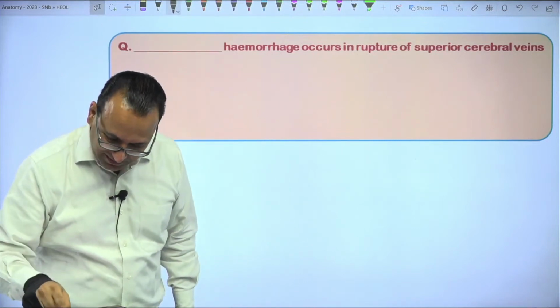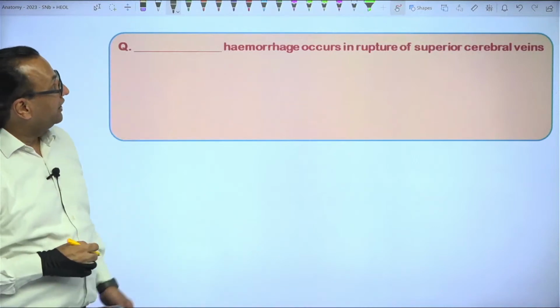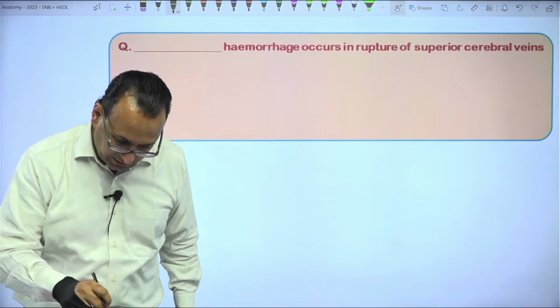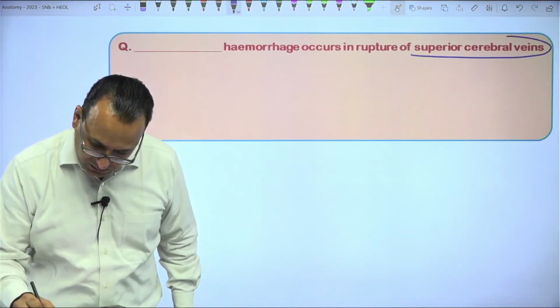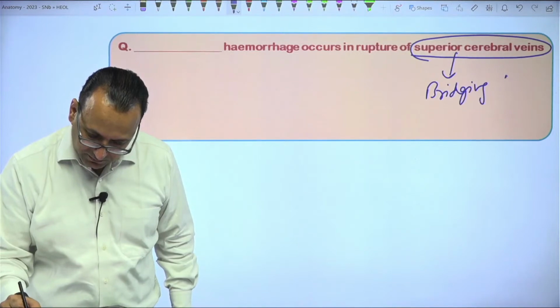Okay, what do you think? Hemorrhage occurs in rupture of the superior cerebral vein. The superior cerebral vein is a bridging vein. Now, can I get the answer?